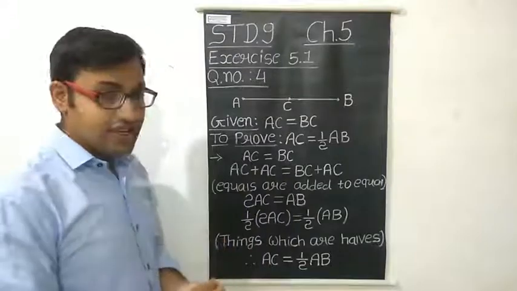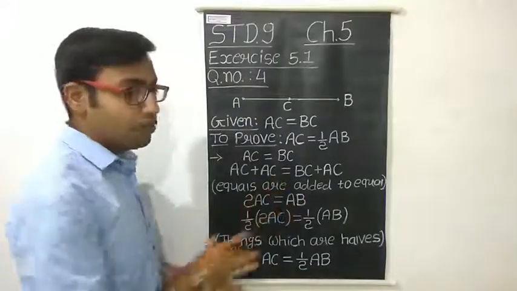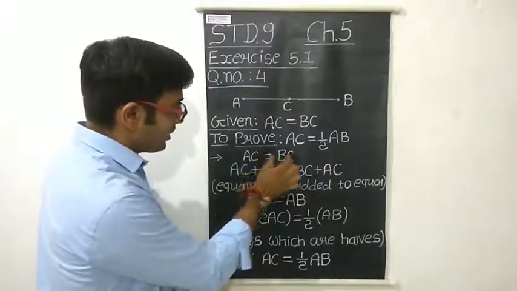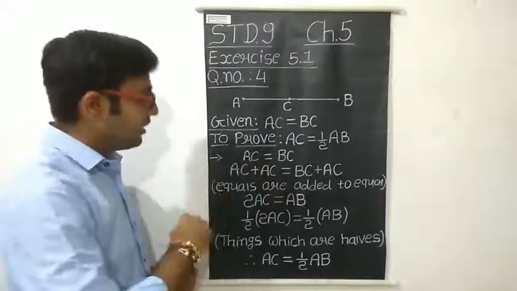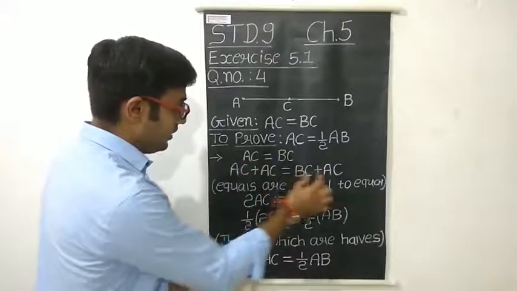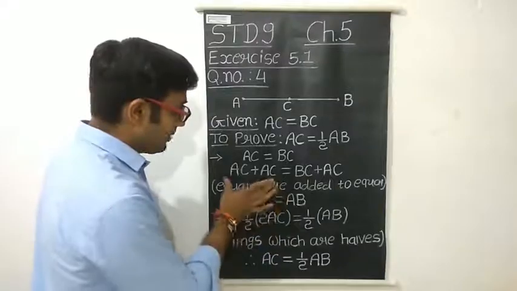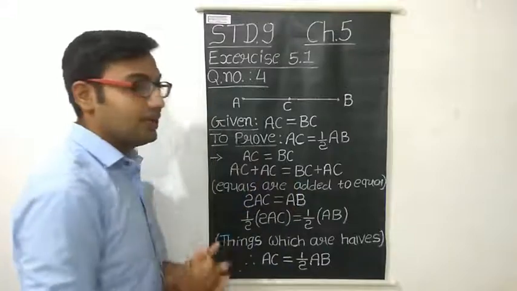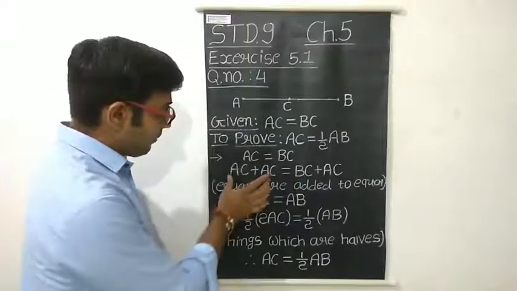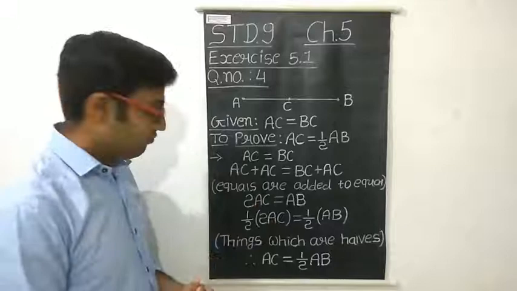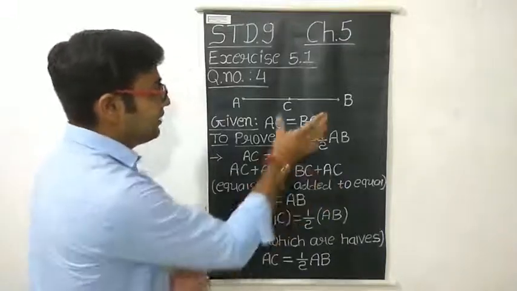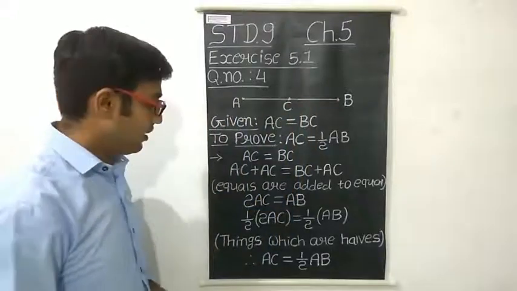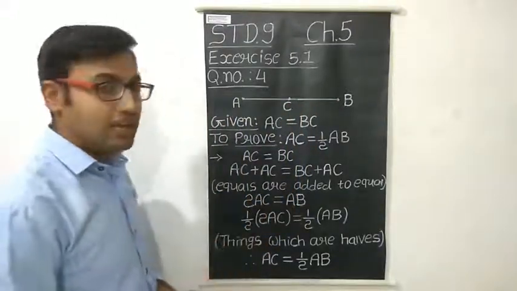Why? Because there is an axiom that if equals are added to equals, the wholes are equal, right? So both these things are equal, AC and BC. And if we add the same thing AC to both sides, the wholes, that means AC plus AC and BC plus AC, will remain equal. Okay, so now what will happen? AC plus AC is equal to 2AC, and BC plus AC. See, BC plus AC is equal to total AB, right? So 2AC is equal to AB.